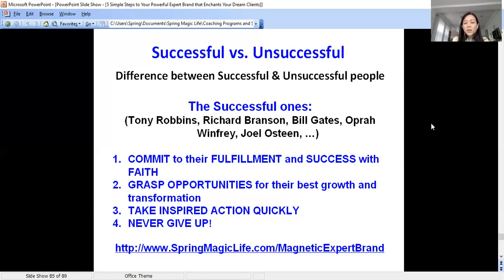Also, they grasp opportunities for their best growth and transformations. And they take inspired action quickly. Successful people compared with unsuccessful people, they take less time on hesitating, on worrying, on wondering, on too much thinking. If they are inspired, they take quick action and they never give up. So those are the best lessons we learn from those successful people, to really grab the best opportunities that help us. So I really hope you will take this opportunity.